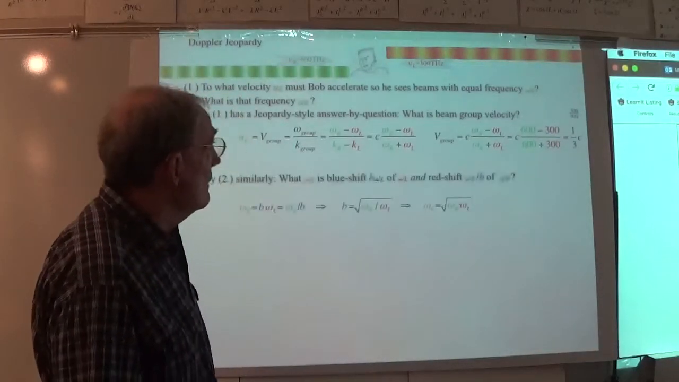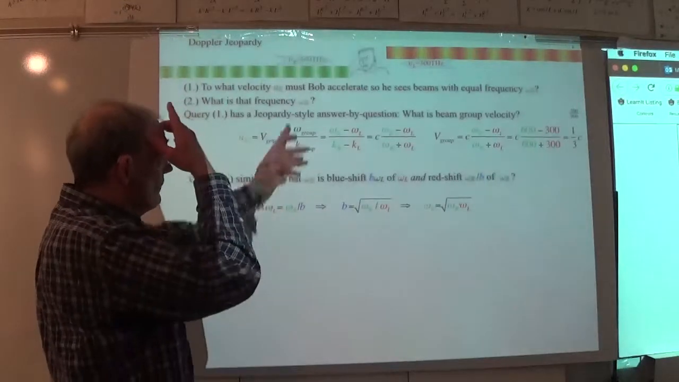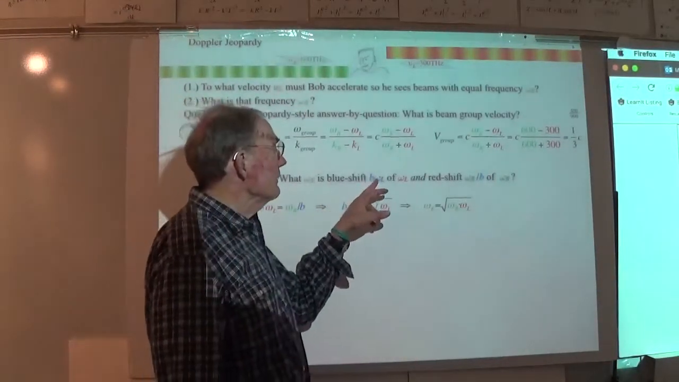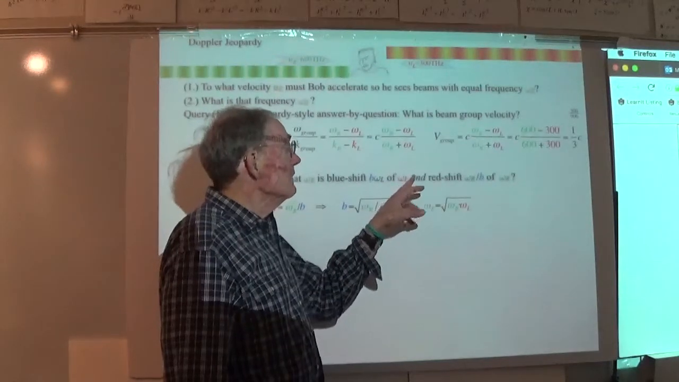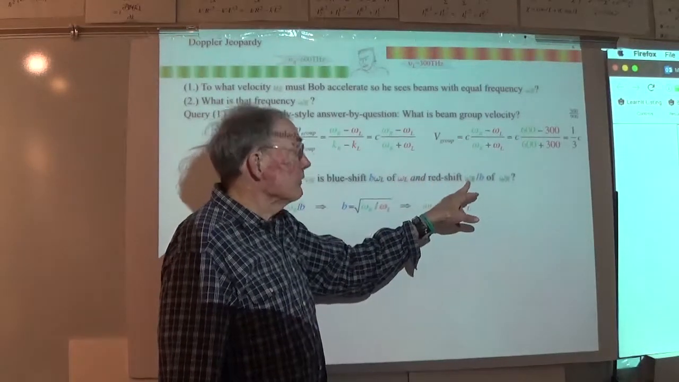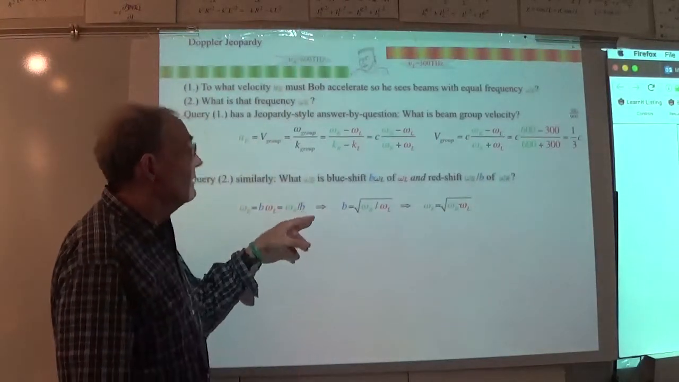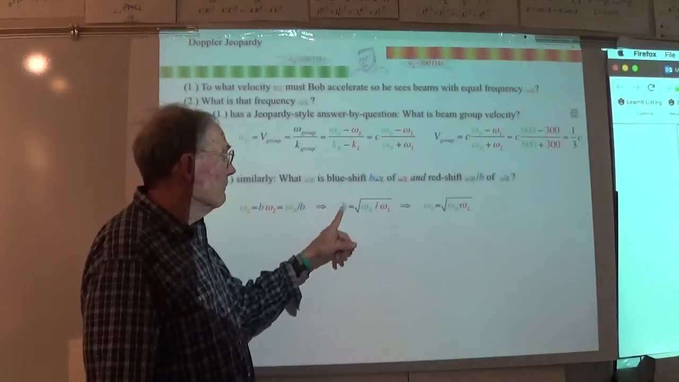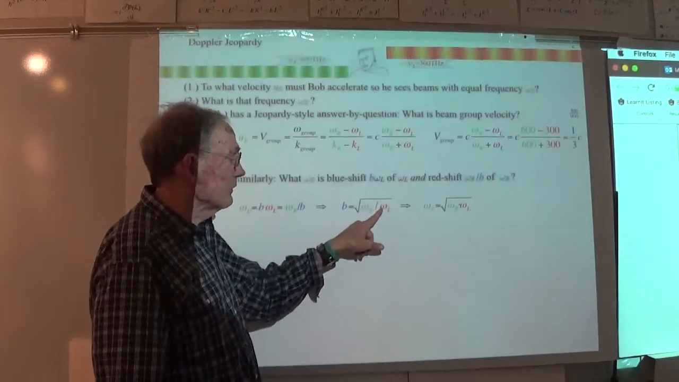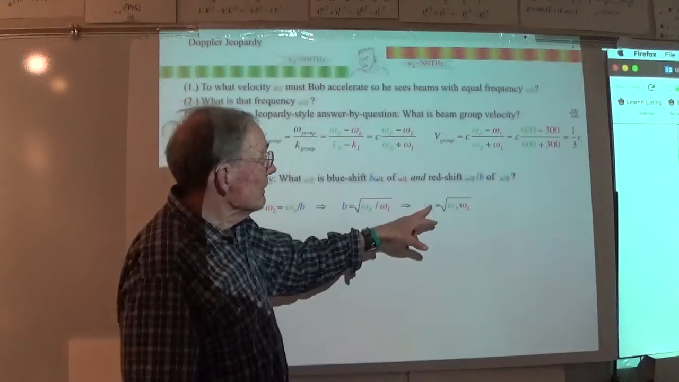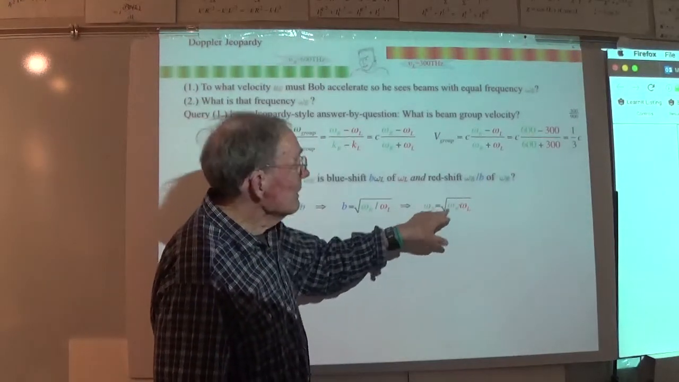And then, in order to find out what that equal frequency is, it has to be the blue shift of the omega L, and it has to be the red shift of the other one. Okay, so those have to be equal. That gives you this. The blue shift will be the ratio of the two. Okay, and that implies, when you put it back in the original equation, that this frequency is the square root of their product.